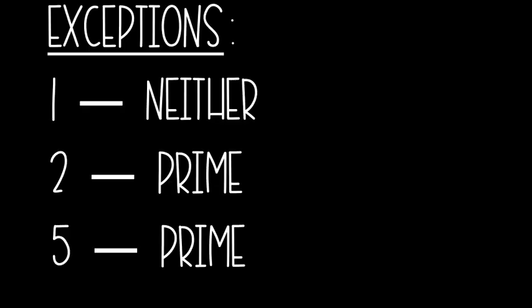There are a couple of exceptions to those 4 rules. The number 1 is neither prime nor composite. The only factor of 1 is 1, 1 times 1, so there's just 1 factor. So it is neither prime nor composite.